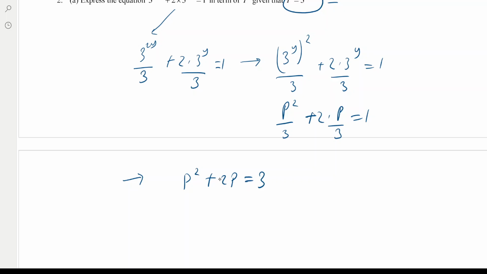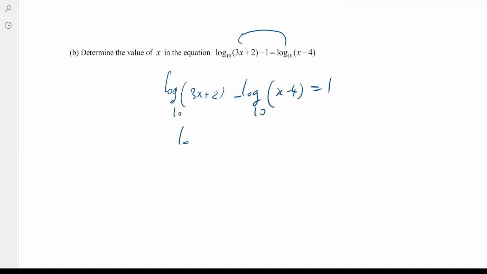Going to 2b, determine the value of x in the equation here. So we're supposed to find the value of x. This is a logarithm question. We can collect the logarithmic expressions to one side. So you will have log of 3x plus 2 base 10, minus log of x minus 4 base 10, equals 1. By using laws of logarithm, log x minus log y is log x over y.